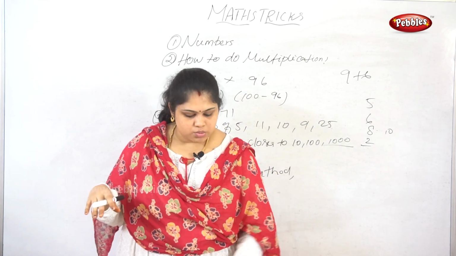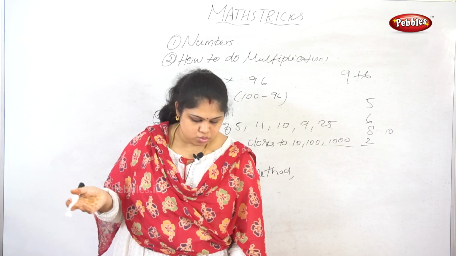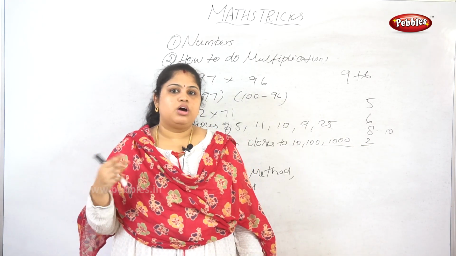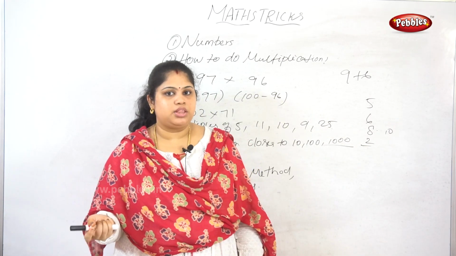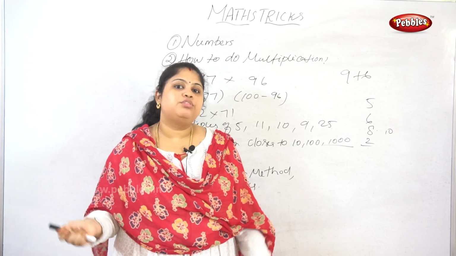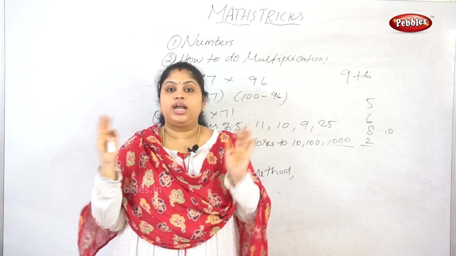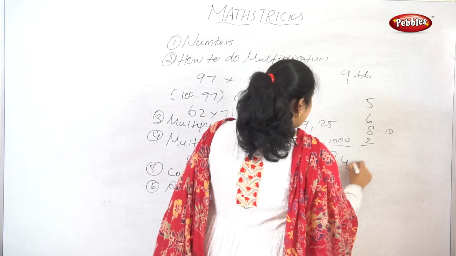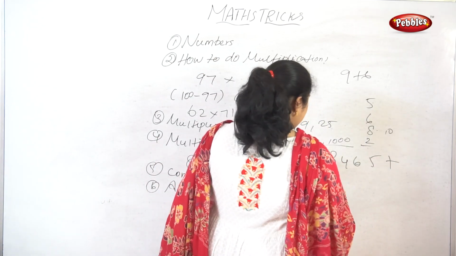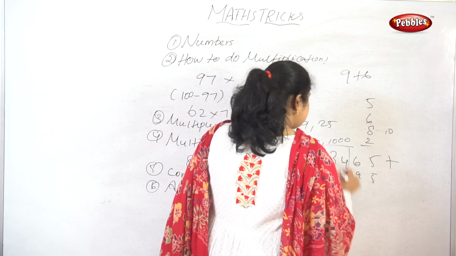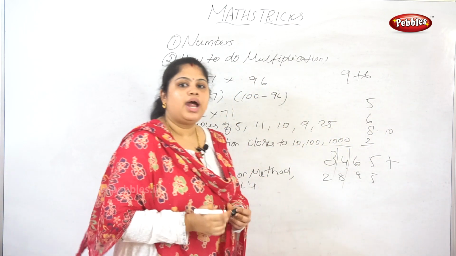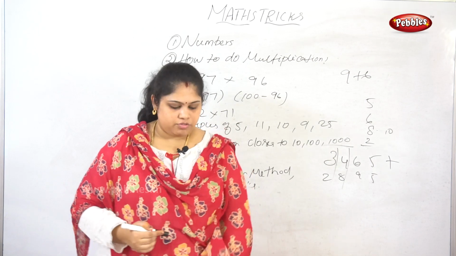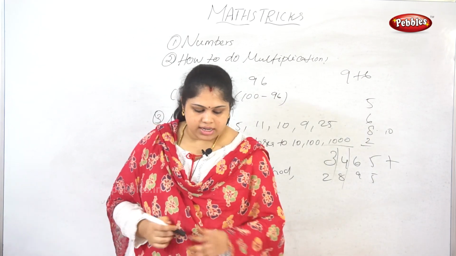Okay, so next we have seen a lot of examples in the sutra method, and next we have seen the number splitting method. So in that number splitting method, for example, if it is a 4 digit or a 10 digit number, we divide it. For example, 3465 plus 2895, we just split it. If you split it and do the addition, then it will be easy for your understanding.